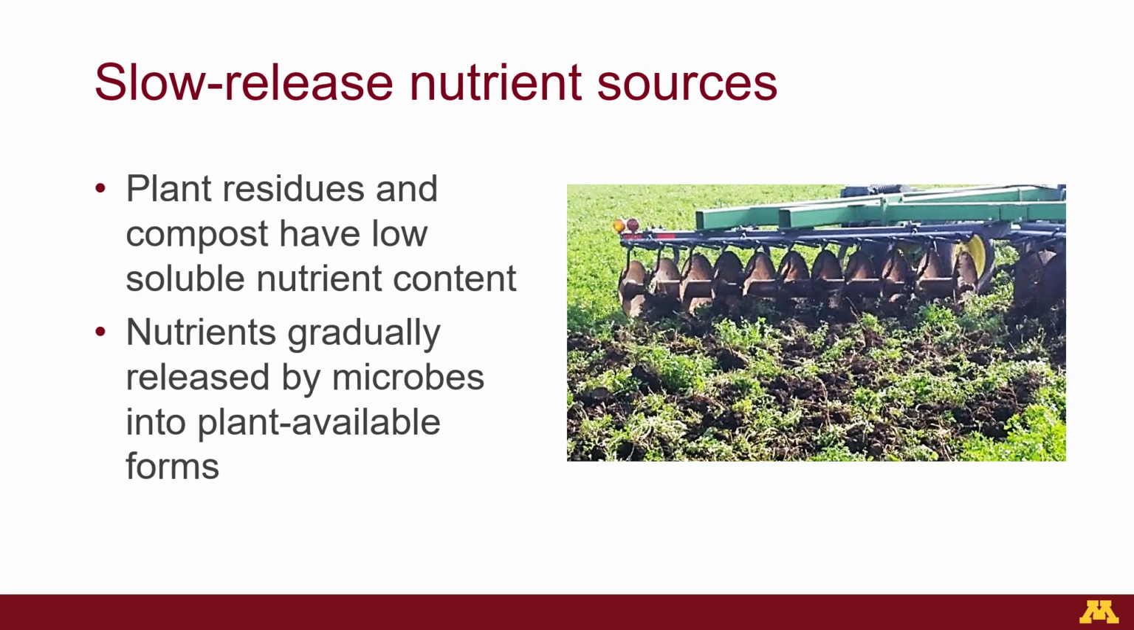In general, the materials that are used for soil fertility in organic farming are slow-release nutrient sources. Materials like plant residues and compost have low concentrations of soluble nutrients compared to synthetic fertilizers. Instead, their nutrient content is released over the course of months to years into plant-available forms through microbial decomposition processes.